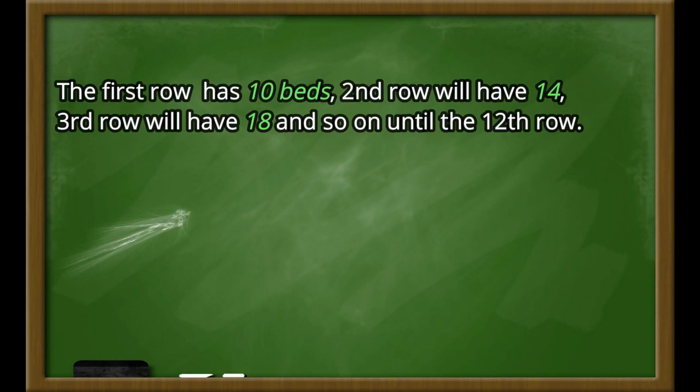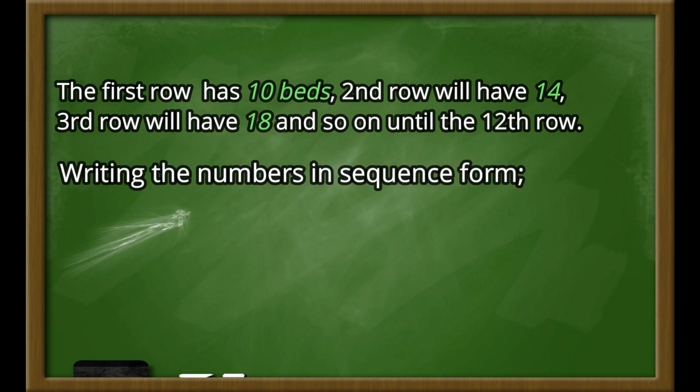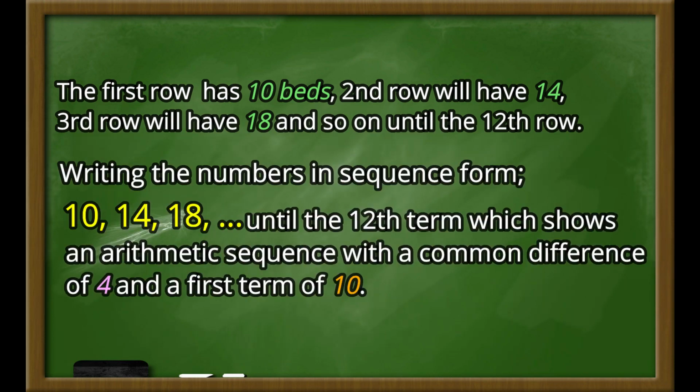It is given that the first row has 10 beds, the second row will have 14 beds, the third row will have 18 beds, and so on until the 12th row. Writing the numbers in sequence form, we have 10, 14, 18, and so on and so forth until the 12th term, which shows an arithmetic sequence with a common difference of 4 and a first term of 10.